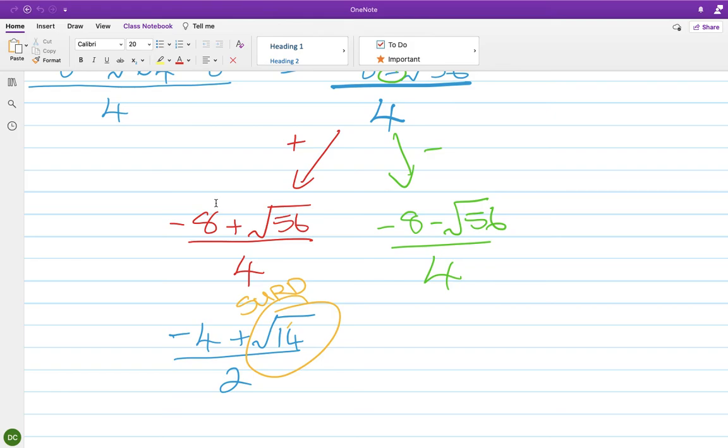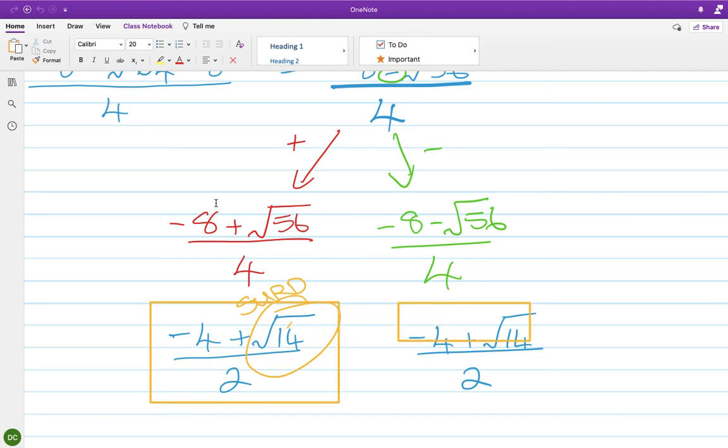And then I'm going to do the other one. Minus 8 minus the square root of 56. And on the bottom line I have 4. And when I press equals on that one, I get minus 4 plus the square root of 14 all over 2. So that then are your two answers in surd form.